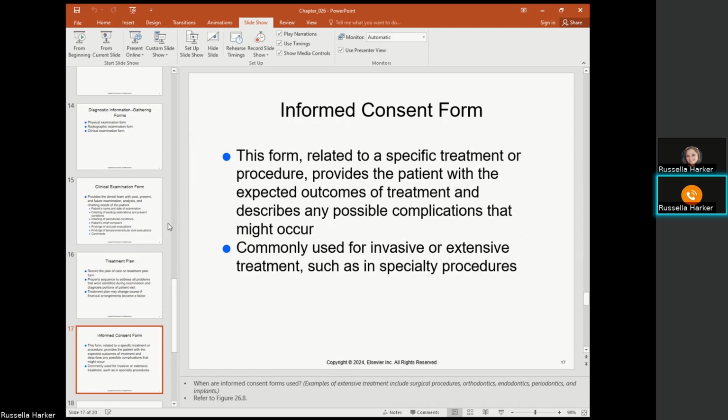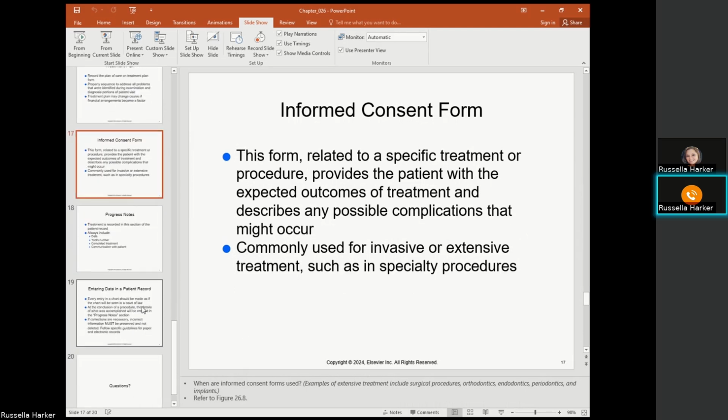You're going to have informed consent covering expected outcomes of treatment and any possible complications that might occur, if it's going to be a big treatment plan, something expensive, something that takes a long time. It's commonly used for invasive or extensive treatment or any specialty procedure. Examples of that would be a surgical procedure, orthodontics, like braces, endodontics, which would be like root canals, periodontics, and implants.